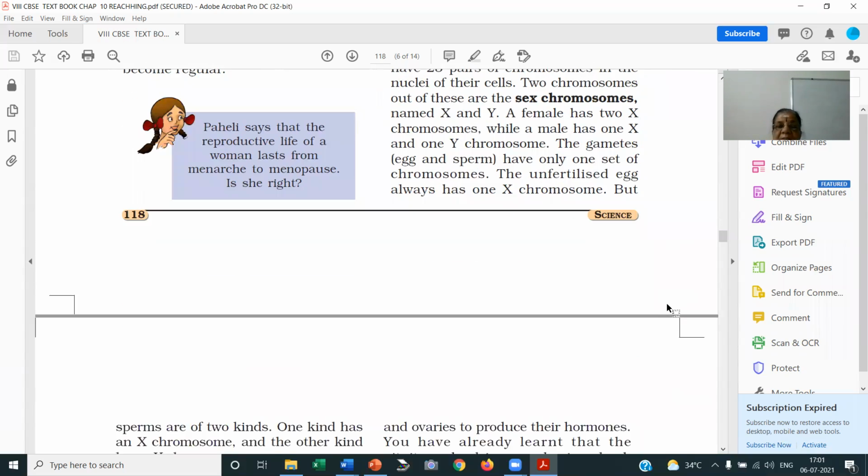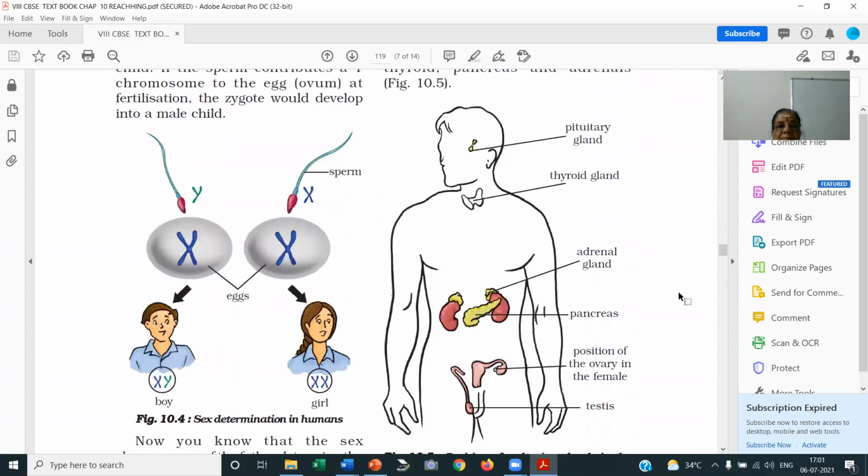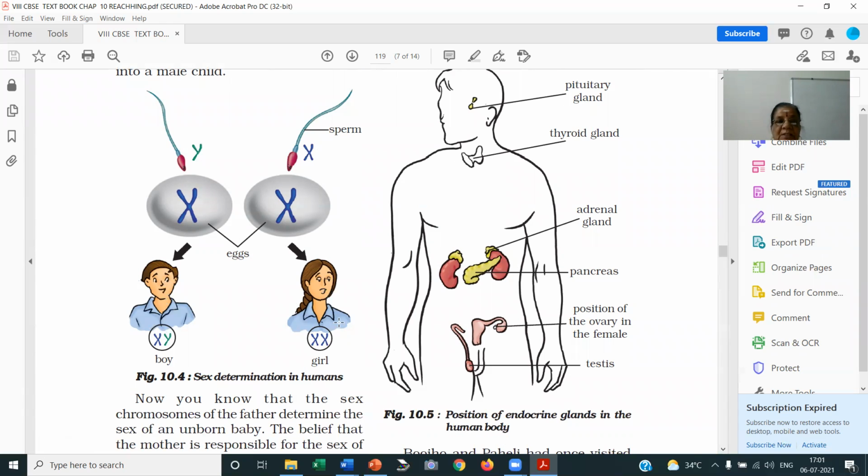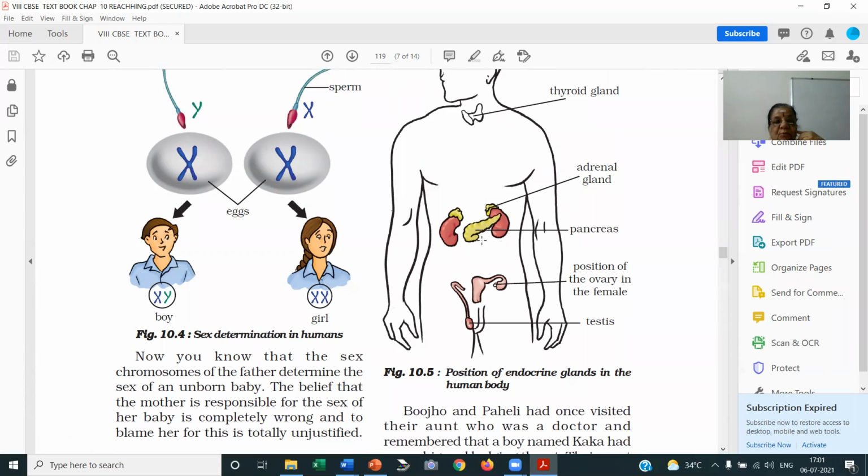And then at fusion, male XY, female XX. So now, female X with male Y, the child will be a boy. In the same way, male X with female X, the child will be a girl. That is sex determination in humans. I hope you are listening. So this is for sex determination. The detailed video we will follow.